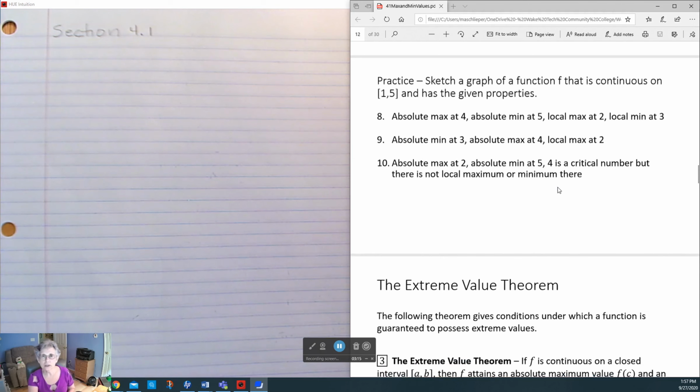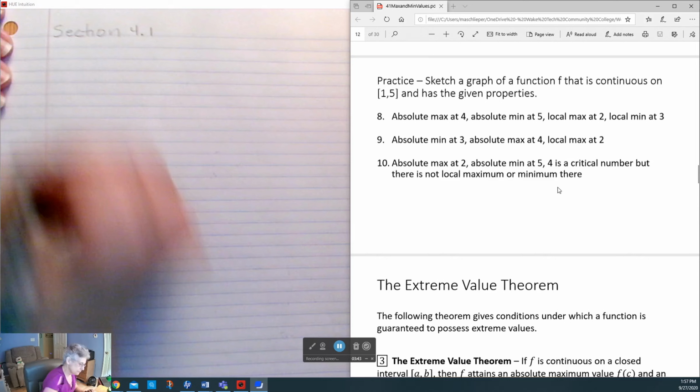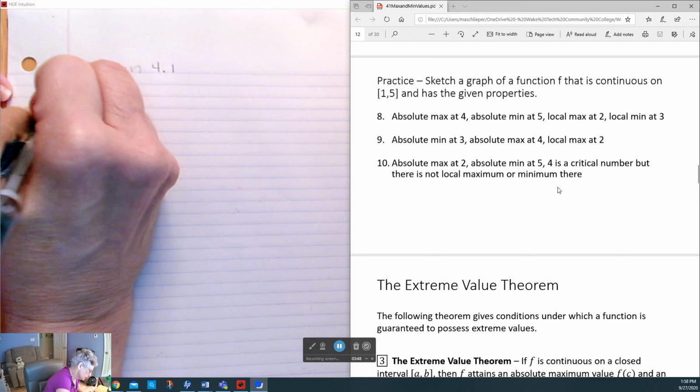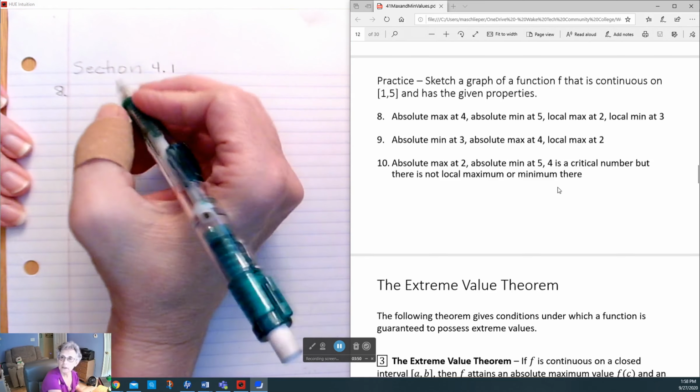I will write the answers up and put them in the class notes, but I'll do one of these sketching problems before I send you off to do those on your own. Sketch a graph of a function that is continuous on [1, 5] and has the given properties. And number 10, you're going to have to wait till later because you're going to have to know what a critical number is before you can do it. But I'll do number 8 then. I'll take a break and let you do number 9. I'll just print out pictures of the other ones and do those on the picture.